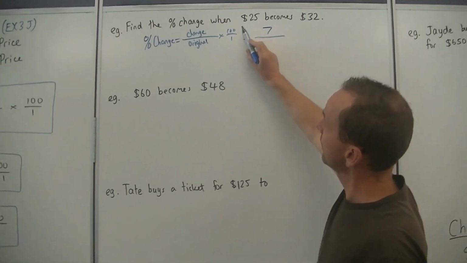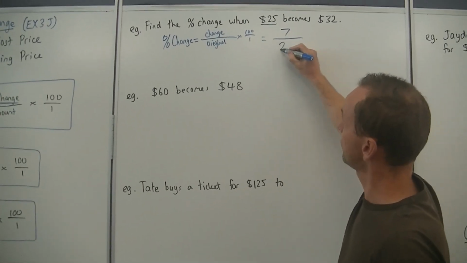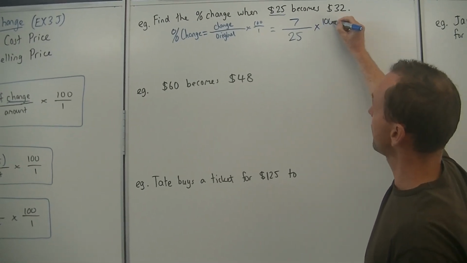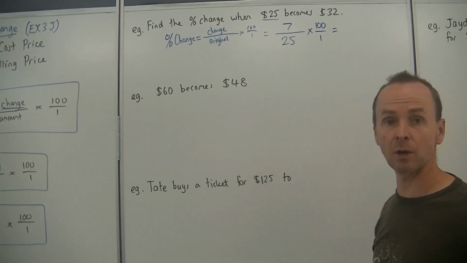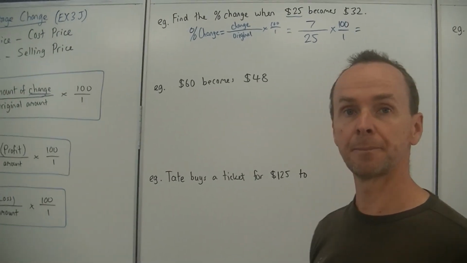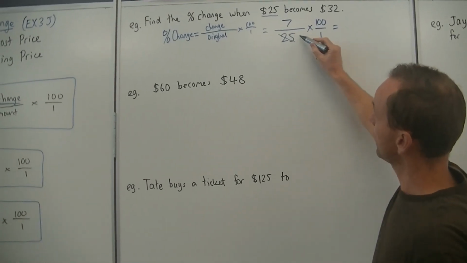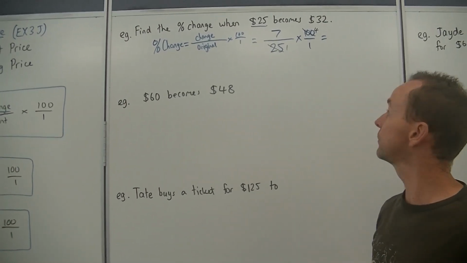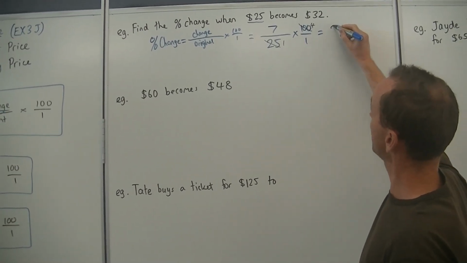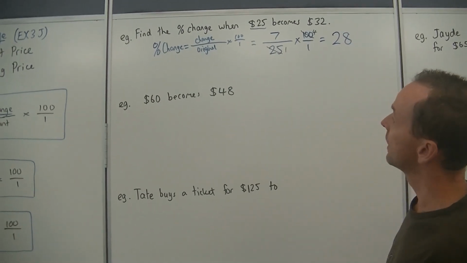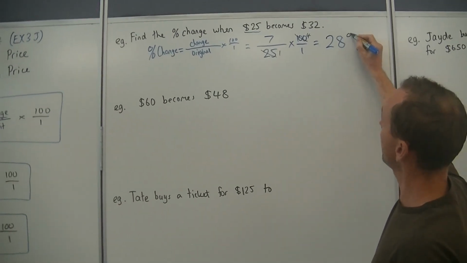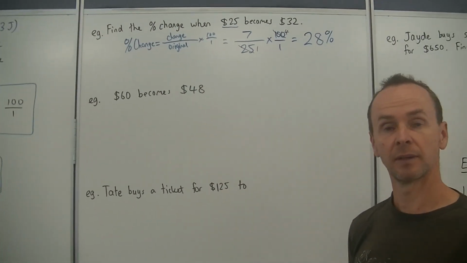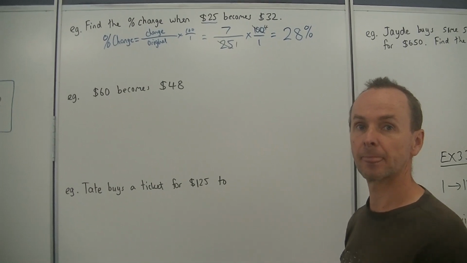The original amount was $25, so 7 over 25, and all we have to do is times that by 100 over 1. And there's our equation, we know how to simplify it. So we can simplify: 25 goes into 25 once. 25 goes into 100 four times. So we've got 7 4s are 28. So the percentage change is 28, and it's a percentage, so you write 28%. And there's your answer.